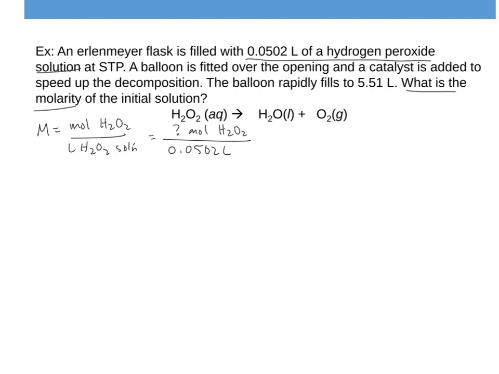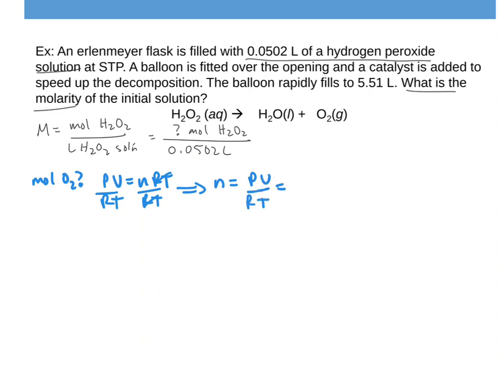So in my second step here, I'm going to use my ideal gas law, my good old PV equals nRT. So I need to know the moles of O2. So I'm going to use PV equals nRT. I'm solving for moles, so I'll go ahead and divide by RT so that those cancel out. So my number of moles equals pressure times volume divided by the gas constant times temperature.